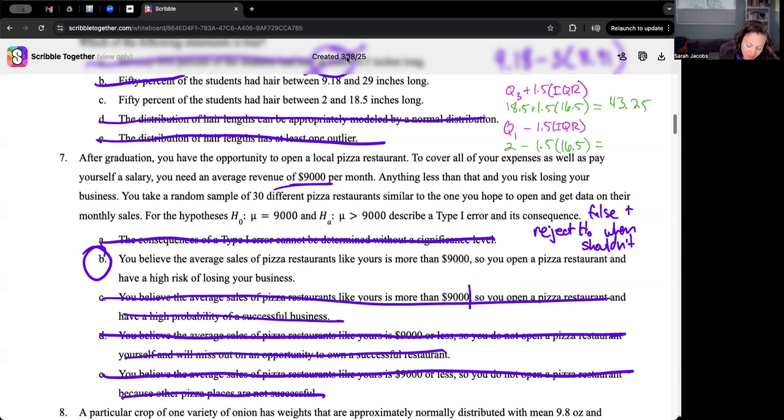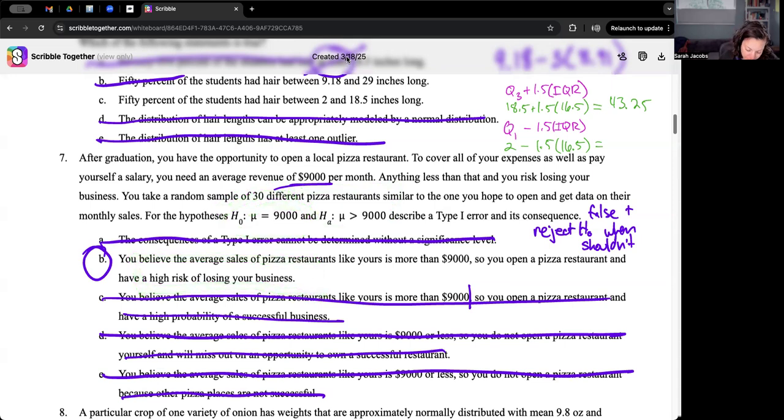And so in this context, we think we can reject this. We think we're in this realm. But in reality, we might be here or less. And so this is the problem. We have a high risk of losing our business.